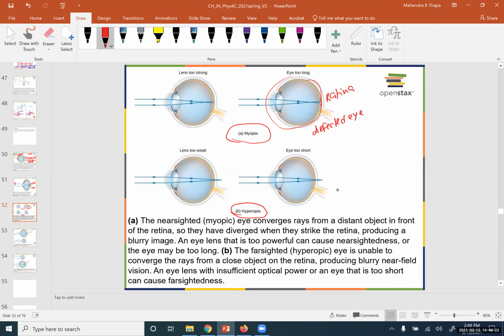In this case, you see that the rays converge in front of the retina, so a person with this kind of defect cannot see the object. This is a defective eye. In the second scenario, the incident rays converge beyond the retina. That's the reason this eye is also a defective eye. In our course, we'll talk about only these two kinds of defects.